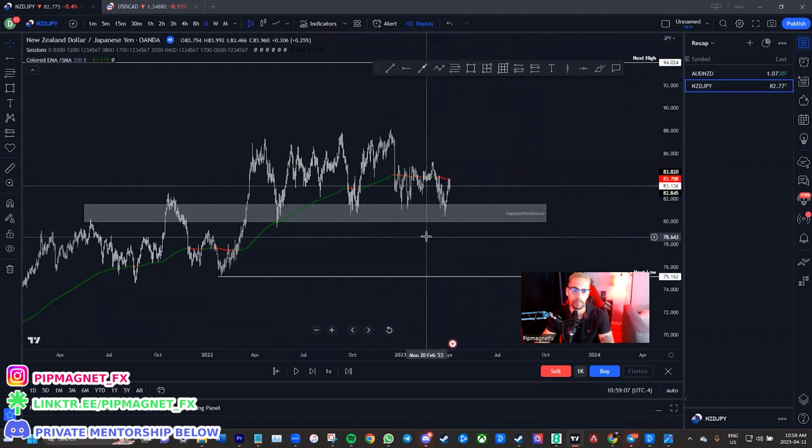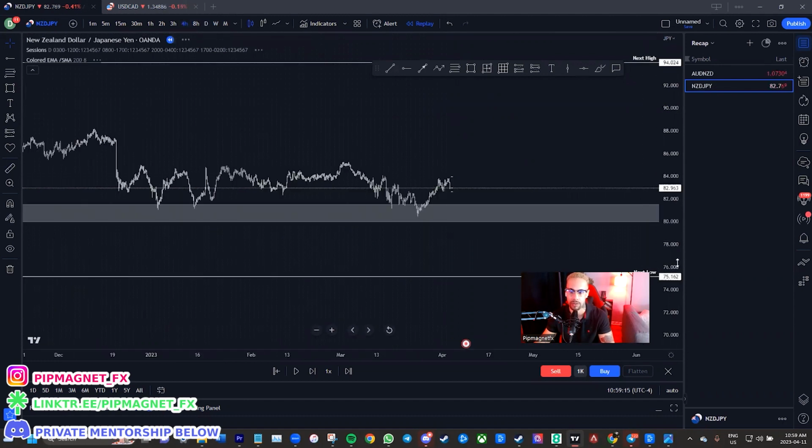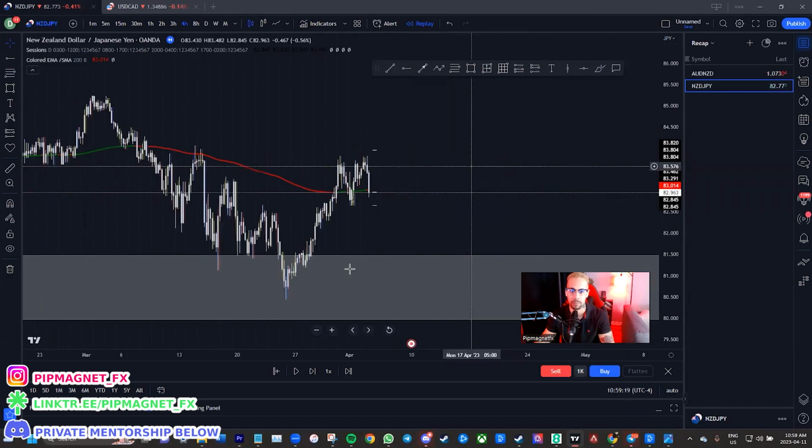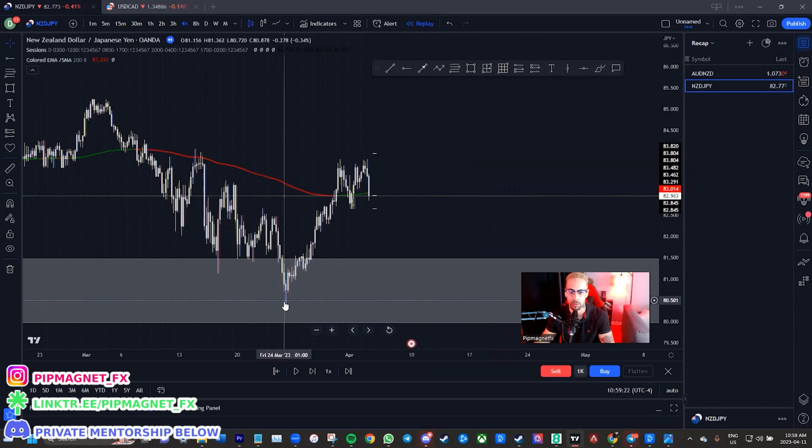But overall, I'm still pretty bullish on the yen. That was my initial bias going into it. Dropping down to the 4-hour, we could see where we were within price that day. We came from our support and resistance zone and we had a strong bullish push.